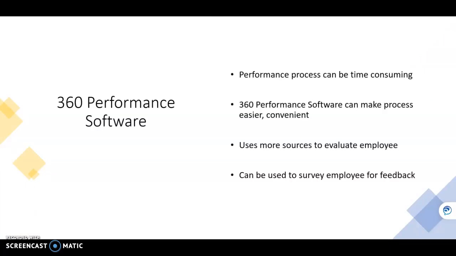The review process can be time-consuming. Many companies use 360 performance software to help make the process easier and more convenient. The software uses different sources to evaluate employees. This type of software allows the HR professional to set criteria and easily send the links to customers, peers, or managers who will then provide the information that's requested. The data is then gathered and the report is automatically generated, which the employee can use for quick feedback. I think it would be best to wait to implement a 360 software until we have trained our management on the initial idea of conducting reviews.